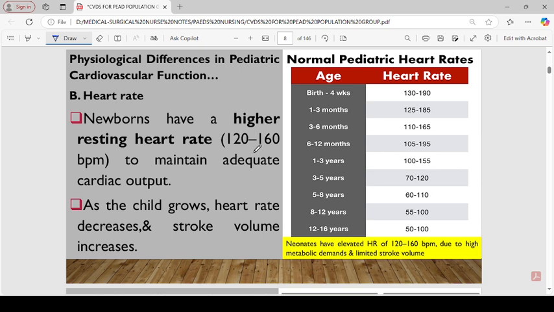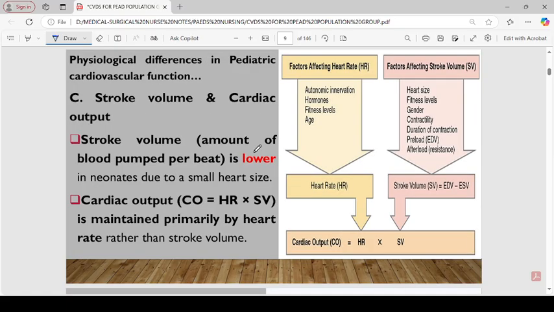Newborns have a higher heart rate, so it's about 120 to 160 beats per minute, right? That's why somebody joked that a baby's heart beats so fast, it's like it's constantly trying to break the world record for tachycardia. But you don't need to worry, because it is going to slow down as the child grows, right?